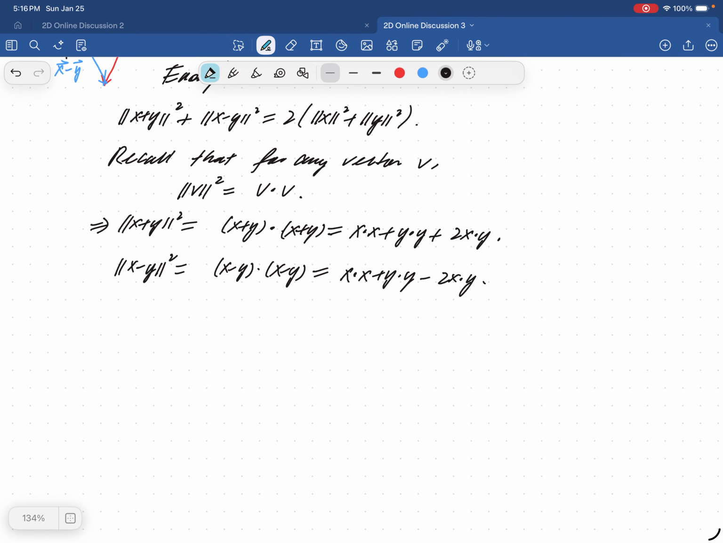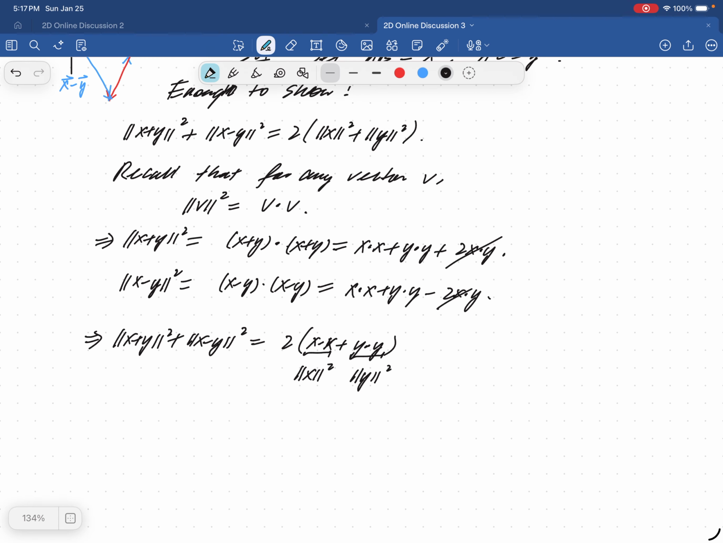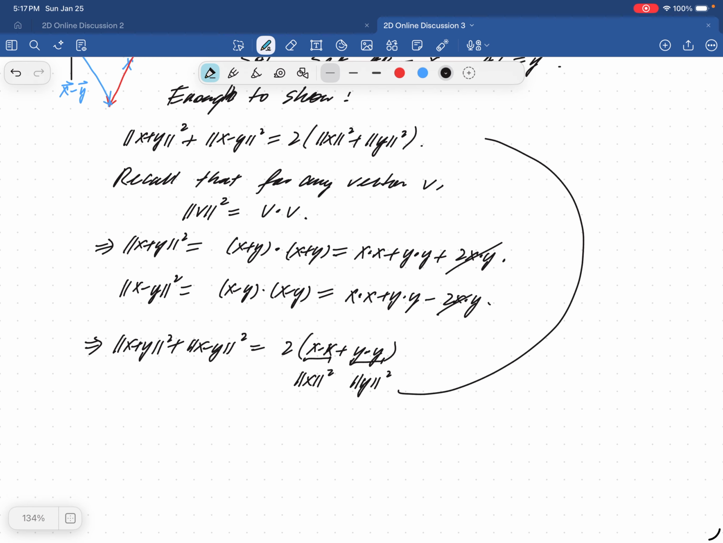And therefore, if we add these two equations together, we have the norm of x plus y squared plus the norm of x minus y squared equals 2 times x dot x plus y dot y. Here the 2 x dot y and minus 2 x dot y cancel. So this is what we have. But then x dot x is exactly the norm of x squared, and y dot y is exactly the norm of y squared. And this is indeed what we're looking at on the right-hand side. So this completes the proof.